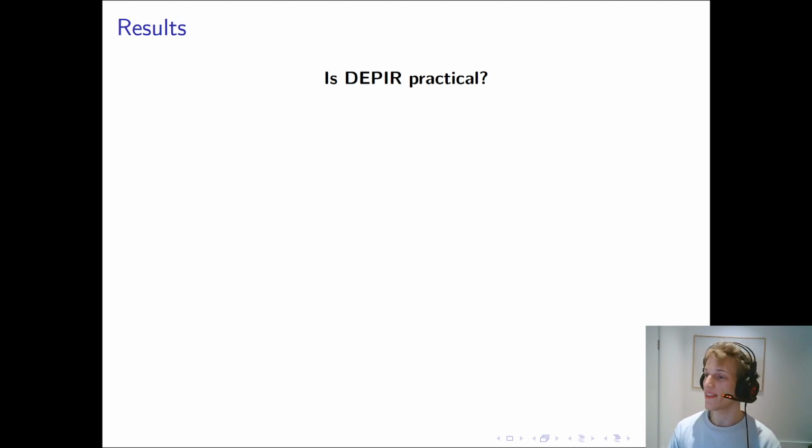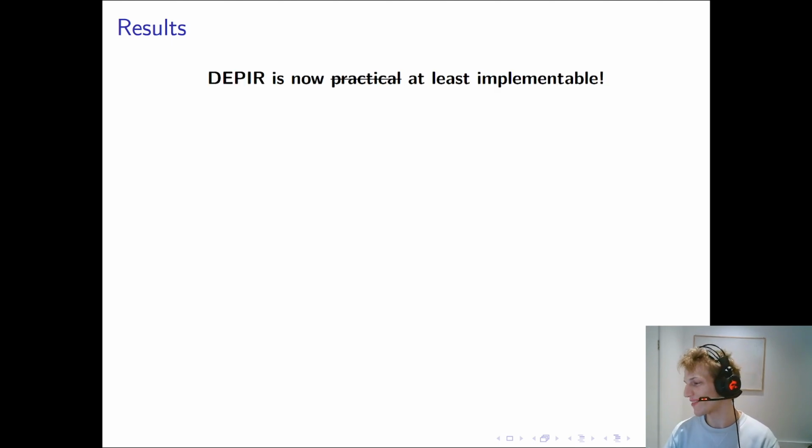And we can now return to the results of the project and to the question: is doubly-efficient PIR practical? Some of you might already have done the computations in your head, like multiplied the improvement factors I've noted here with the original cost, and you might already have guessed that the answer is, well, not yet. We still have quite high cost, both in terms of runtime and storage.